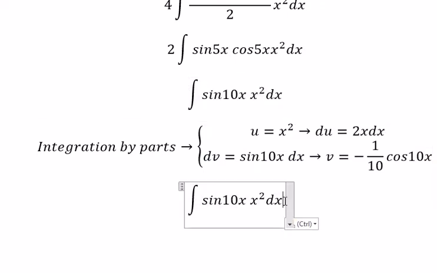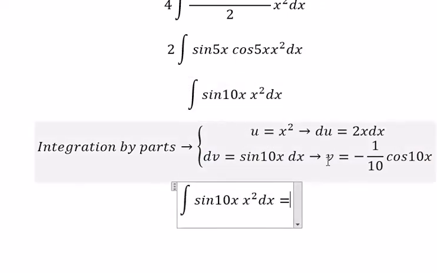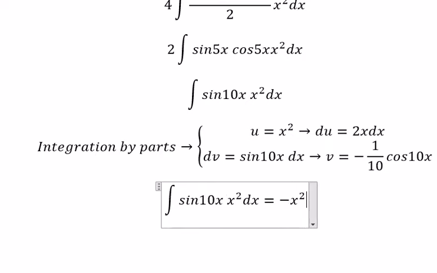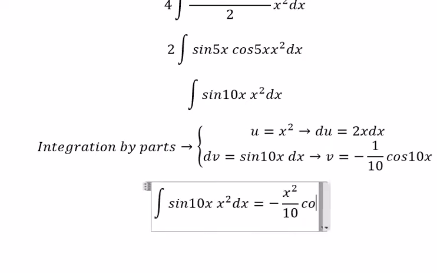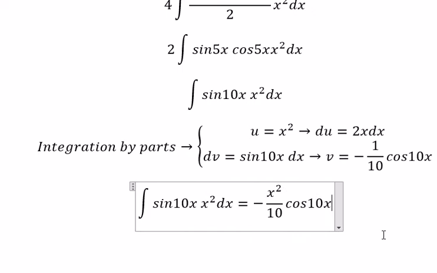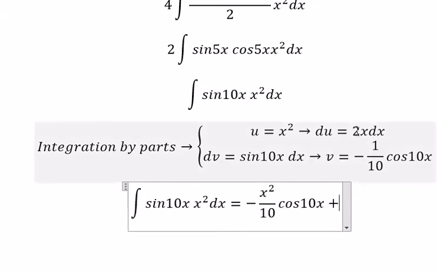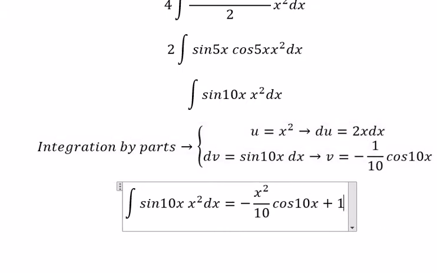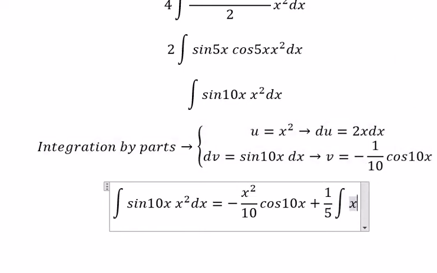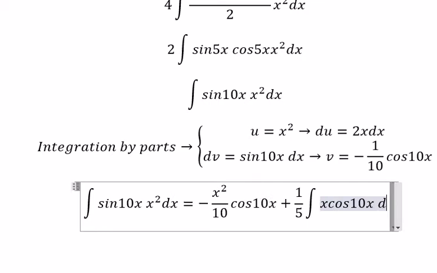So we got u multiplied with v. So you got negative x squared over 10 cosine 10x. And we have positive 2 over 10, you got 1 over 5, integral of x cosine 10x dx.